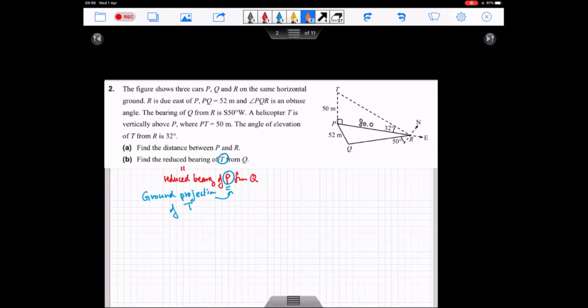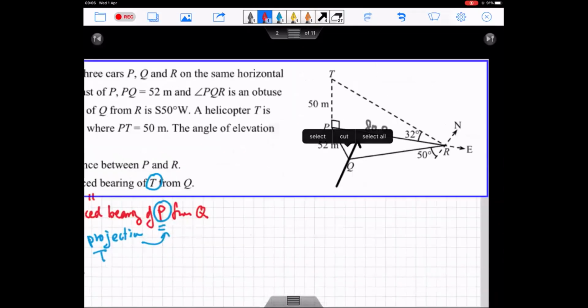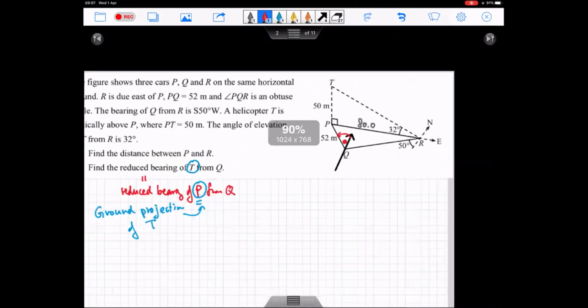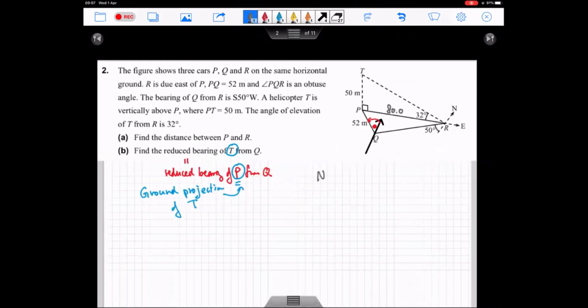All right. So to find the bearing of T from Q is the same as to find the bearing of P from Q. So to find this bearing, we need to find this angle, this red angle, all right? The bearing is going in this direction. So the answer should be north, a certain angle, which is the red angle, going to the west. It should be this one.